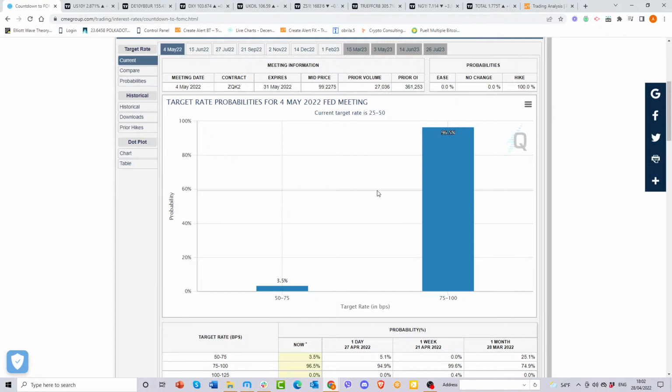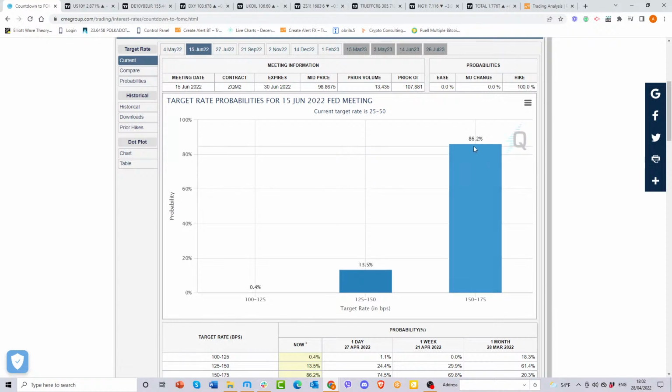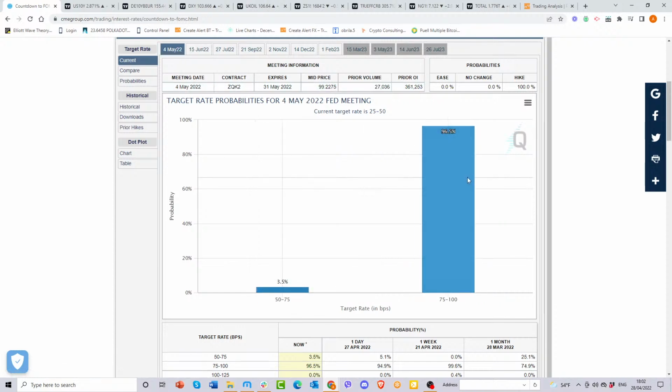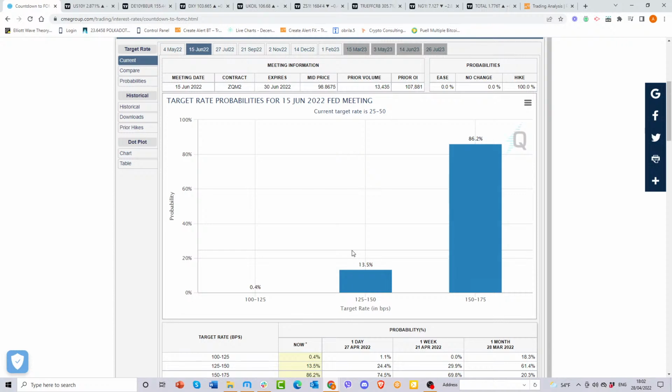We have seen the move in the stock markets as well in reaction to that. But what is interesting is the 15th of June, which is already starting to price in 86.2% even another 50 basis points move. I don't think maybe this will fluctuate, because that will all depend on what Jerome Powell will actually say in regards to the Fed's view on the prospect of inflation. This might vary, but it is interesting that the market is already starting to price in, for the next meeting one month after the 4th of May, so the 15th of June, another relatively big increase. So if this happens, the Fed will be in the range from 1.5 to 1.75 with the rates.